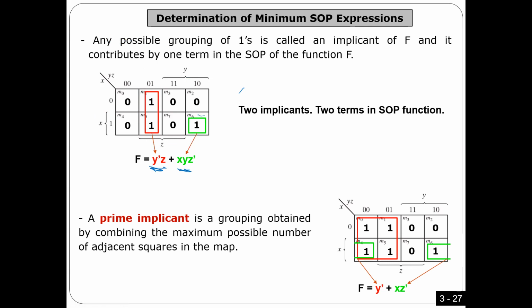Now let's look at this one. Yeah, as I told you, all three variables are here. This one is in the area of X. This one is the area of Y, but it is in Z prime. That's why it should be this way.